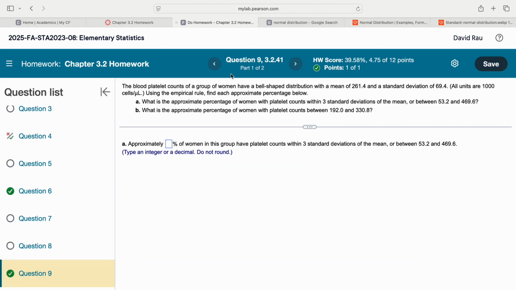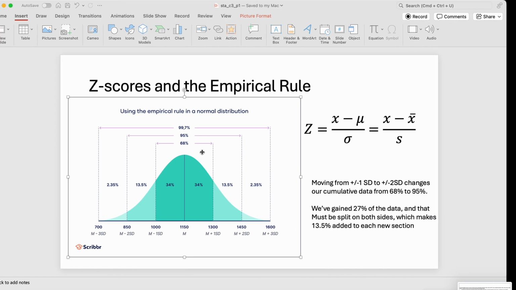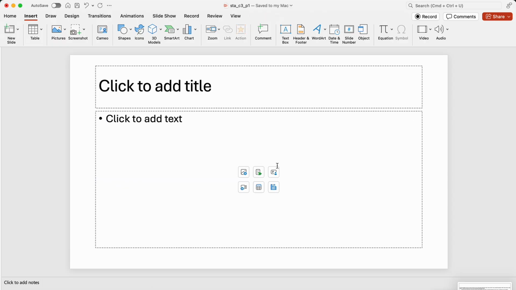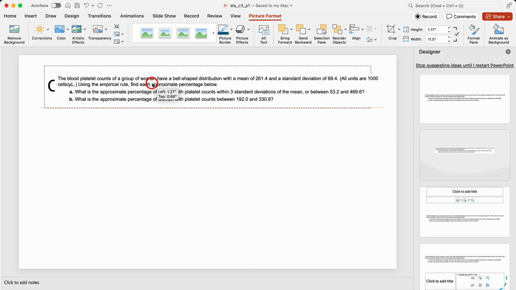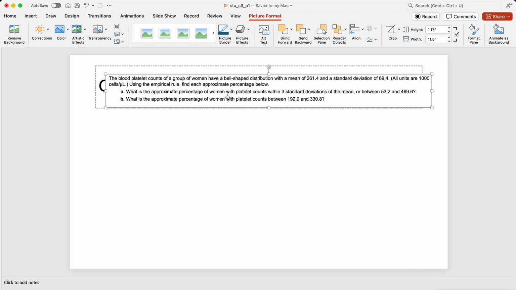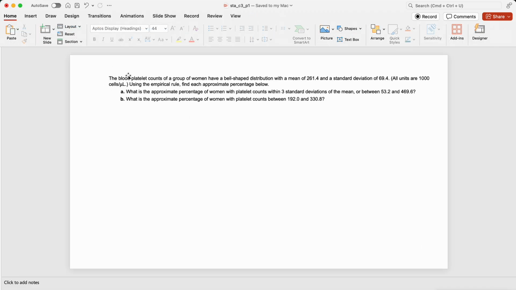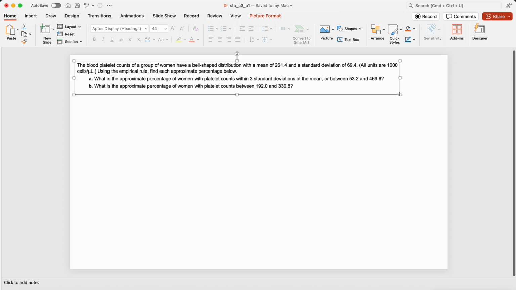All right, from there, let's look at this question, and we'll paste this in on a new slide. And let's see what it says here. Let's make that font a little bit bigger if we can.